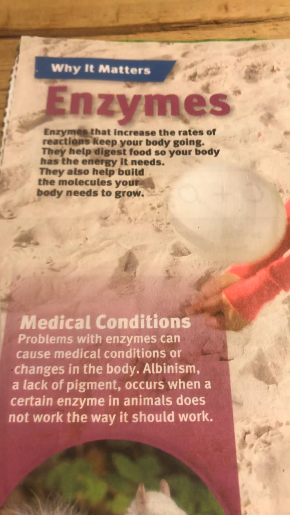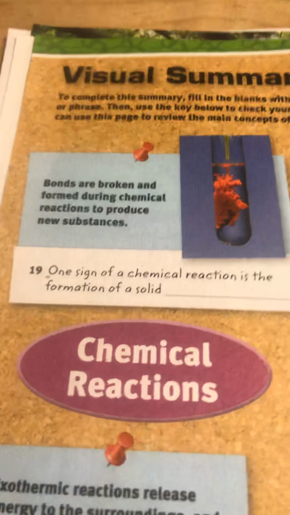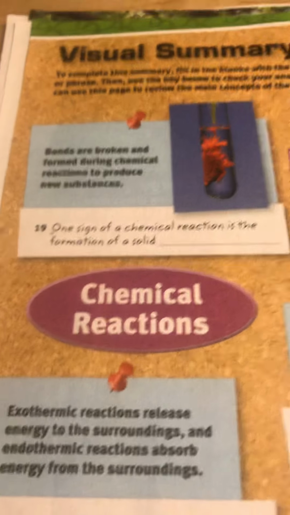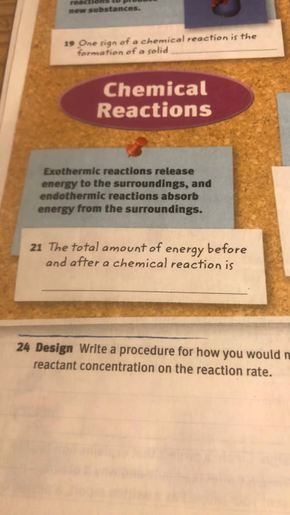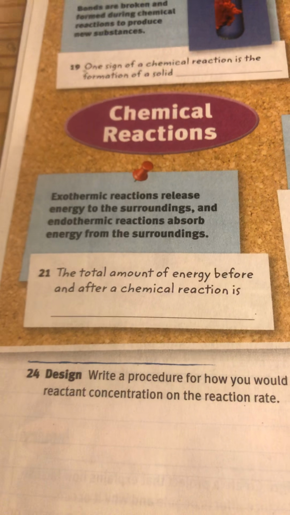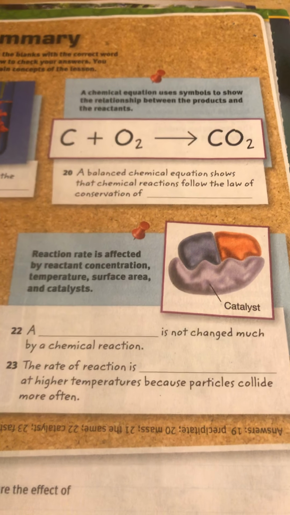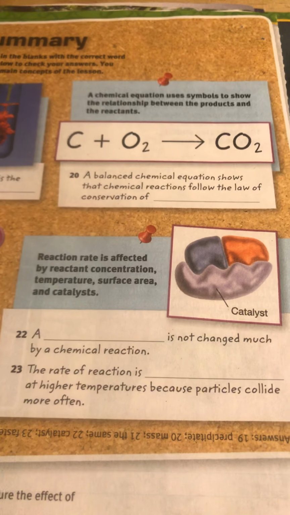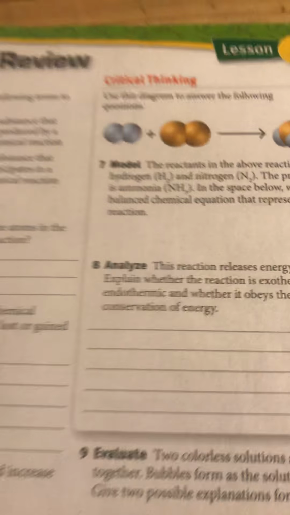Okay. And here's a pretty interesting article on enzymes and medical conditions. So yes, you can read that. And there are some visual summaries, and so you can answer these questions on chemical reactions. And then, the total amount of energy before and after a chemical reaction is, what's the answer? Okay, you should know that. You're going to have to answer it in there. And there's carbon plus O2, oxygen, equals carbon dioxide. And then here's the lesson review.